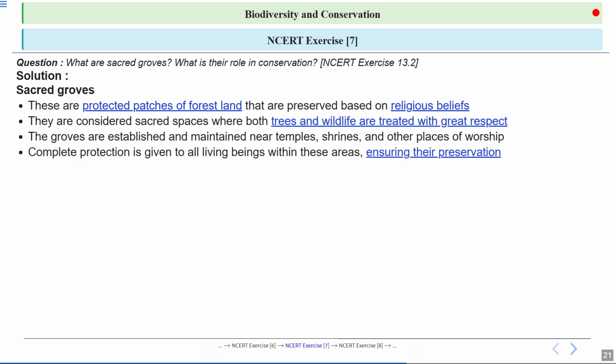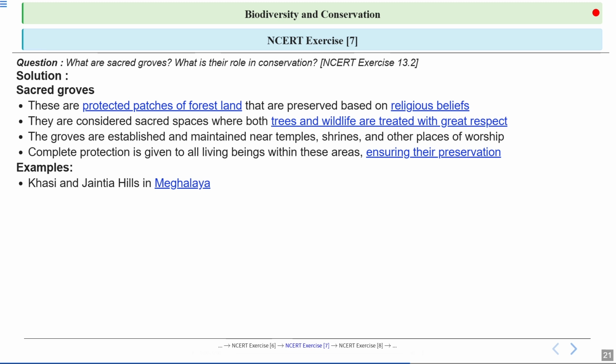Now, complete protection is given to all living beings within these areas, ensuring their preservation. Okay, now let's have a look at some examples of sacred groves. So, the first one is the Khasi and the Jaintia Hills in Meghalaya. They are part of the northeastern region of India and are known for their unique hilltop ecosystem. These hills are characterized by dense forest, rich biodiversity, and distinct tribal cultures. The Khasi Hills are home to the Khasi tribe, while the Jaintia Hills are inhabited by the Jaintia tribe.